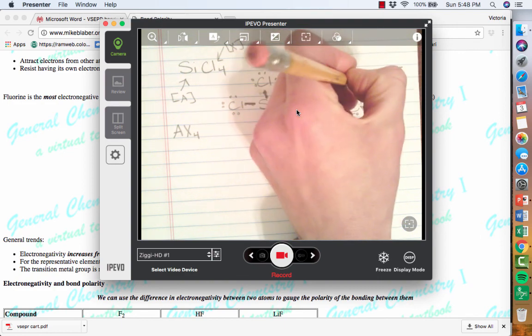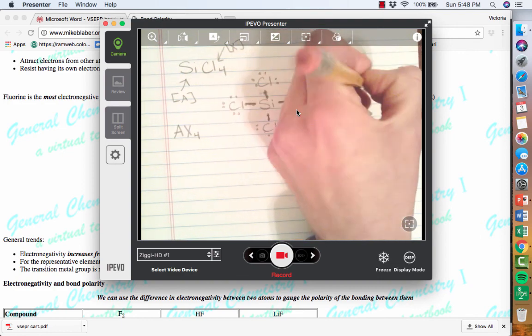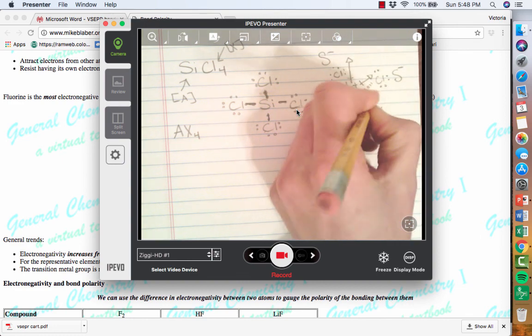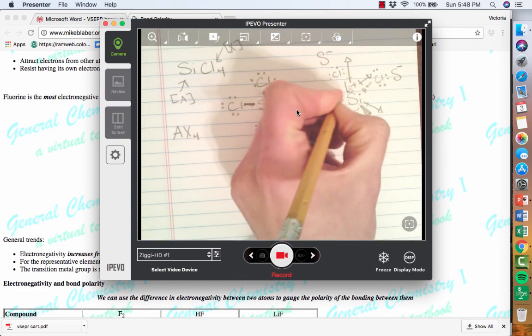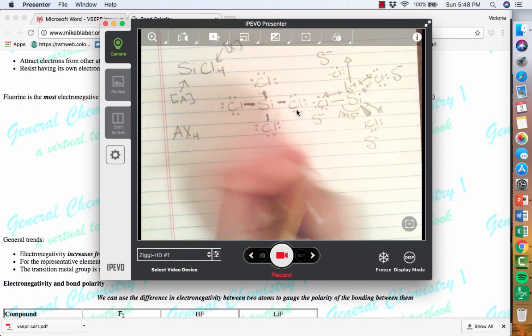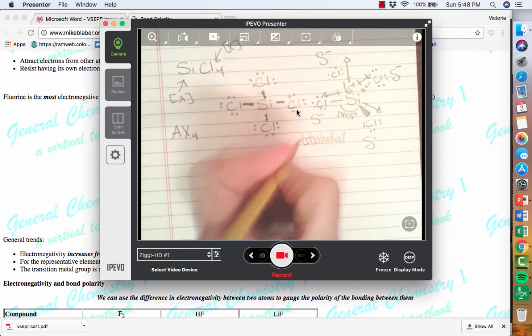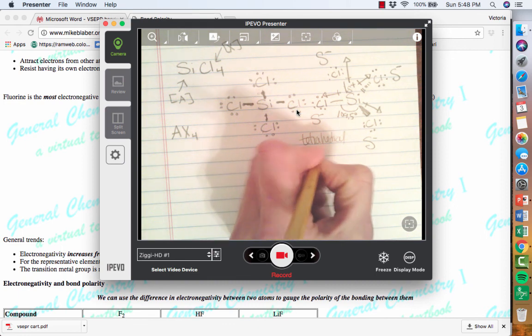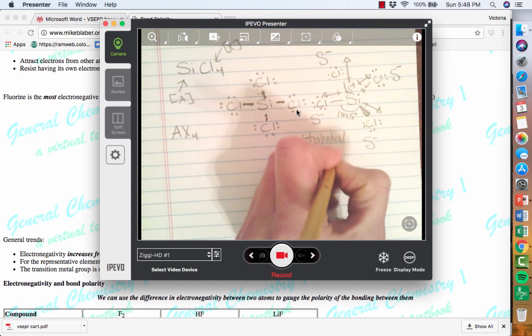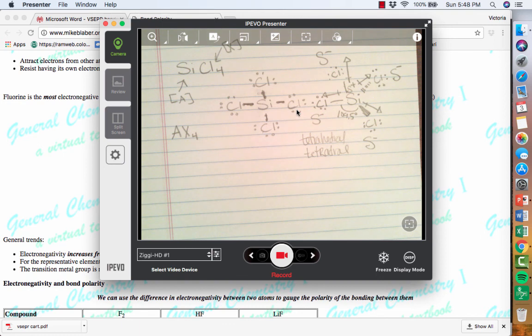And then you have the arrows showing the pole towards the dipole negatives. And again, this is tetrahedral for the molecular shape and tetrahedral for the electron geometry. And that's it.